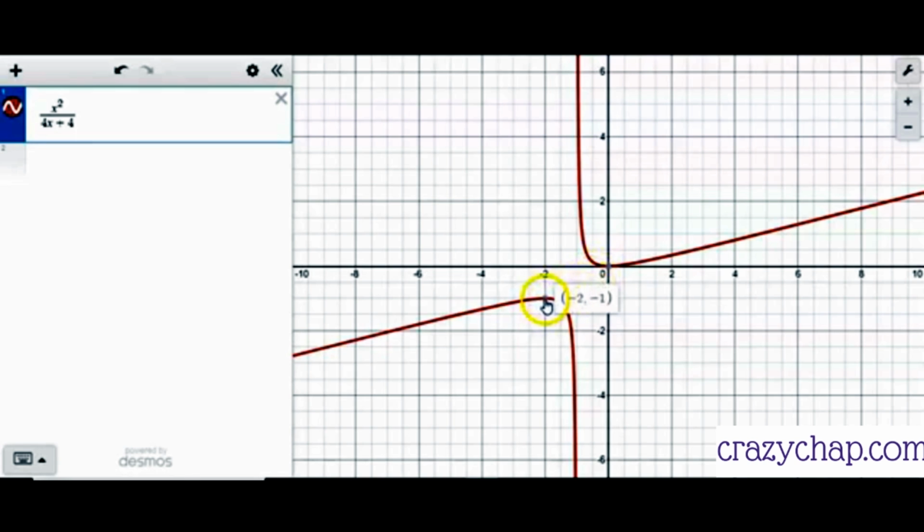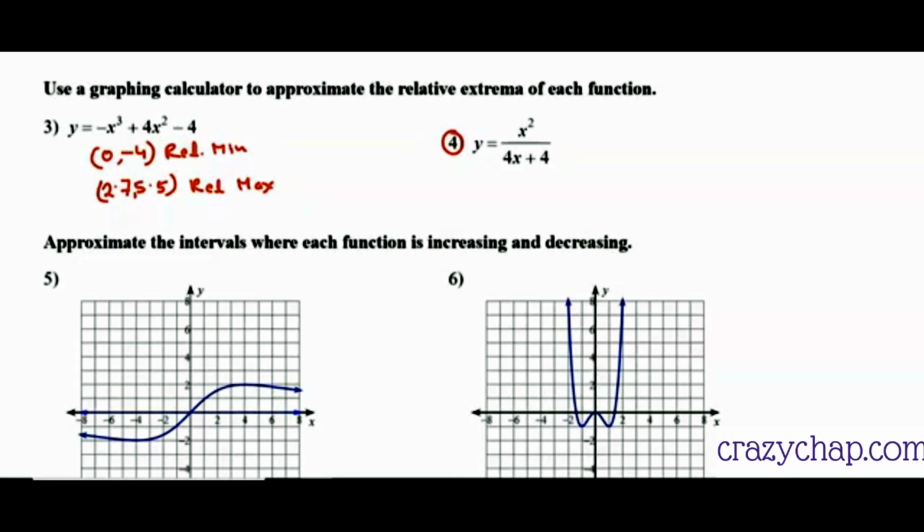The question is approximate the interval where each function is increasing and decreasing. That we have already learned. When the function is increasing, x moving right, y increases. Okay, so that is an increasing function. And when x moving right, y decreases, that is a decreasing function.